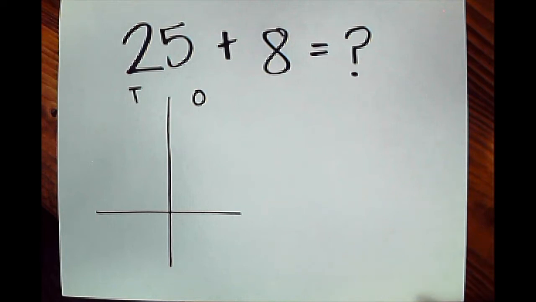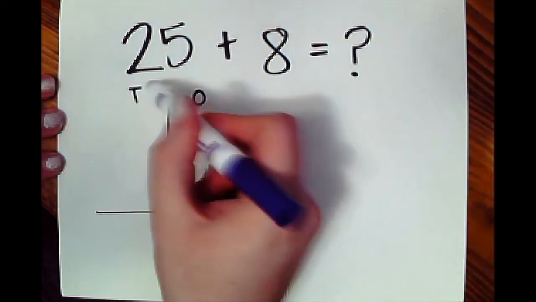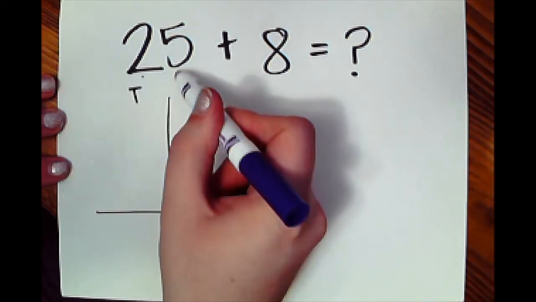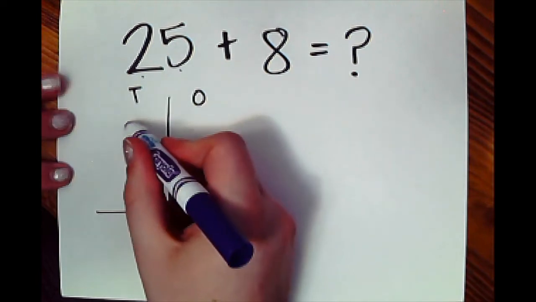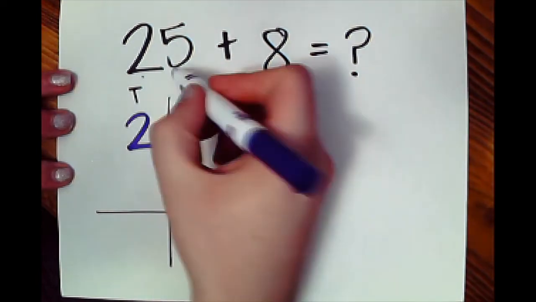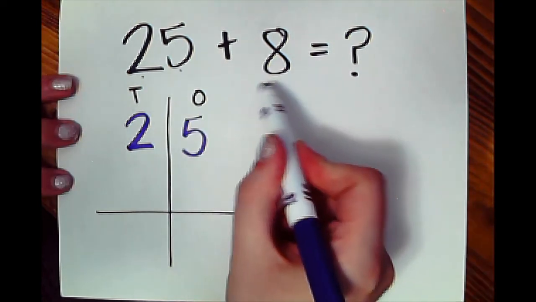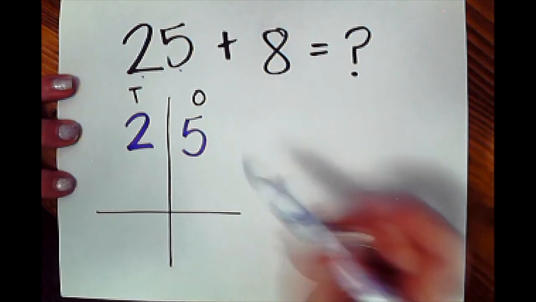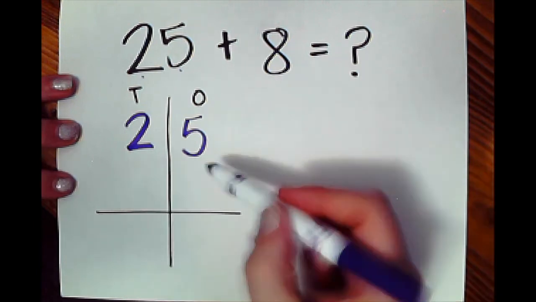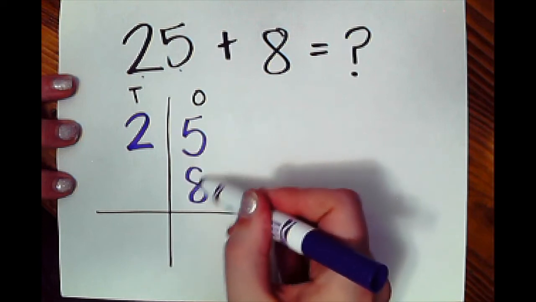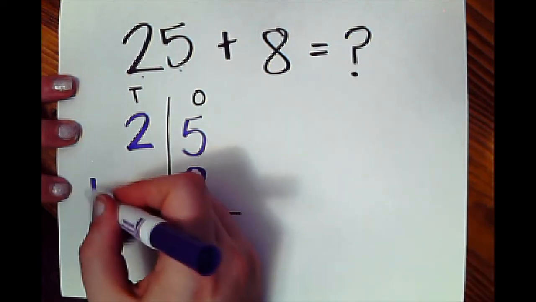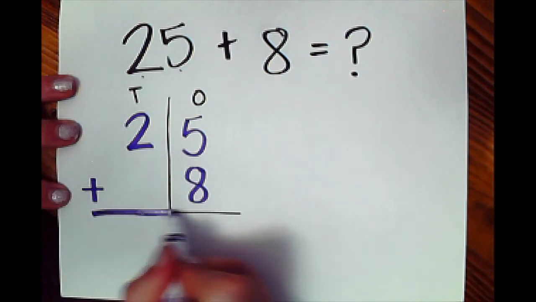For this one, I have 25 plus 8. Again, we're going to rewrite the problem in the vertical algorithm. We're going to put 25 first. We're going to have 2 tens and 5 ones, so we need to put the tens in the tens column and the ones in the ones column. And then with this one, it's just 8. It's only 8 ones. There's no tens, so we don't need to do anything over here. But we do need to put our 8 in the ones column. Remember, don't forget your plus sign and write your equals bar.